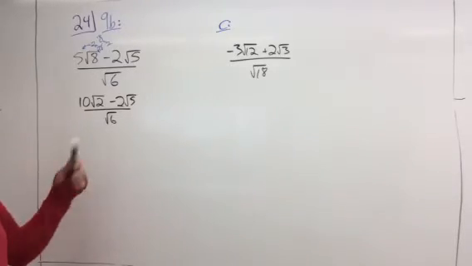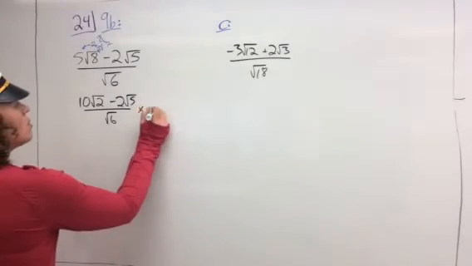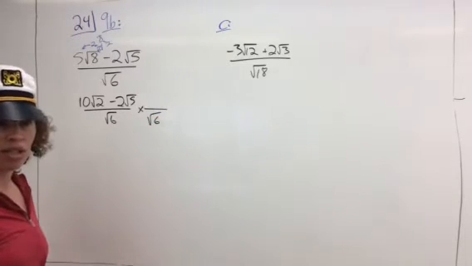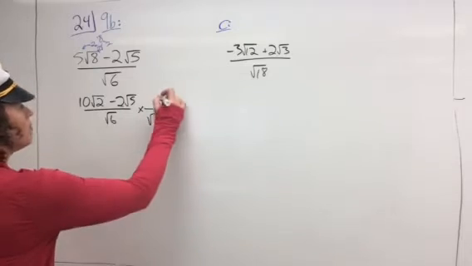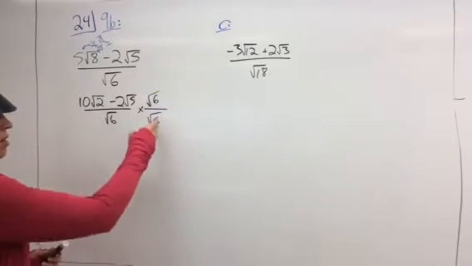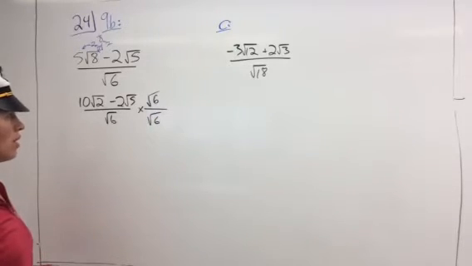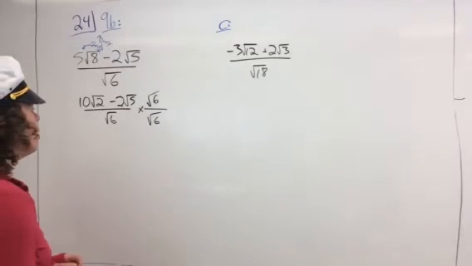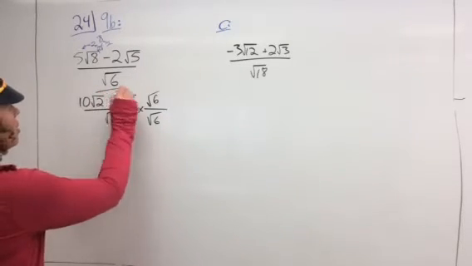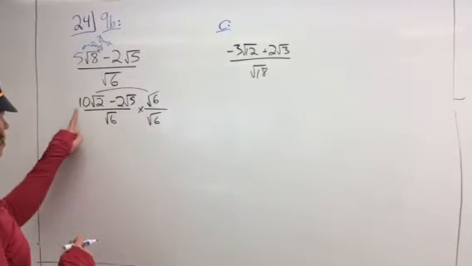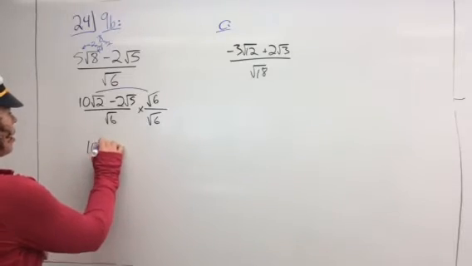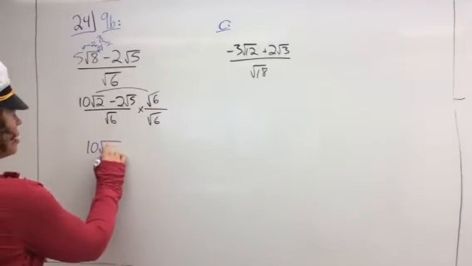So I'm back to the root 6 on the bottom. I'm just going to multiply by root 6 because I know that root 6 times root 6 is just going to give me 6, and that gets rid of the radical on the bottom. And I have to multiply by root 6 on the top because this is equal to 1, and therefore it doesn't change the value of the fraction overall. So I'm going to need to multiply 10 root 2 by root 6. There's a 10 on the outside of the brackets, or the radical, so it stays there. And 2 times 6 gives me 12.